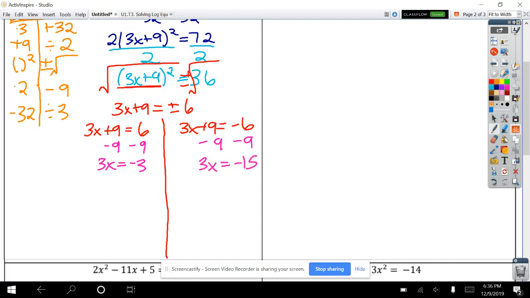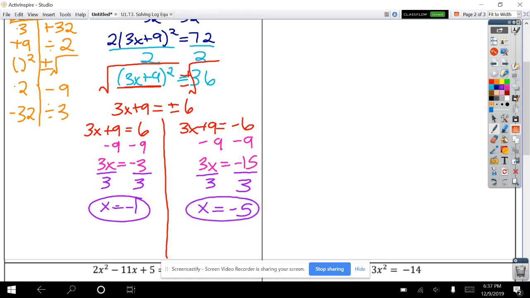And the last step for both is to divide by 3. So x equals negative 1. That's one solution. If I divide by 3 over here, I get x equals negative 5. That's my second solution. So again, the most important thing when you use the square root method, first of all, make sure that x is by itself somewhere so you can easily isolate it. And then when you take the square root, do not forget the plus or minus sign.